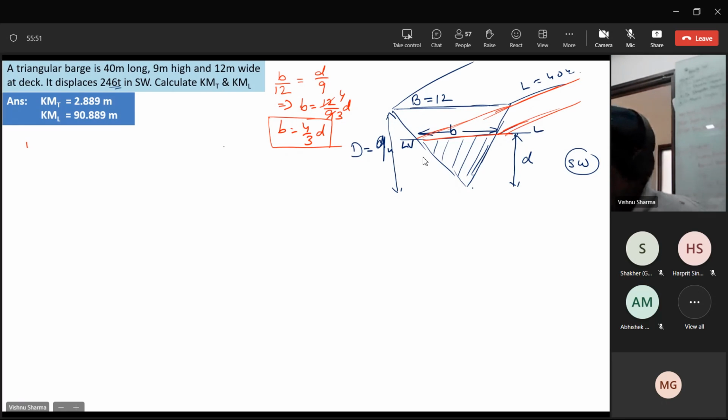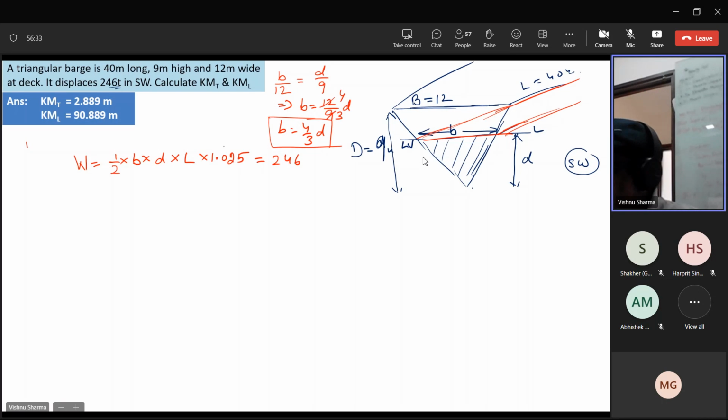Now, the displacement of the vessel by law of flotation will be the underwater volume. Underwater volume will be the area of the shaded triangle, which is half into base into height, the height being the draft. If anybody does not understand, you have to shout out and clarify. Multiplied by the length of the vessel gives you the underwater volume. This multiplied by the density of seawater gives you the displacement. And this displacement is given to us in the question as 246 tons.